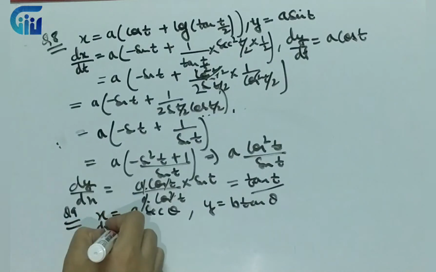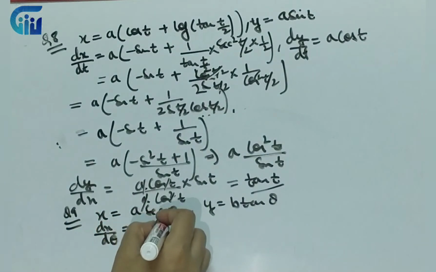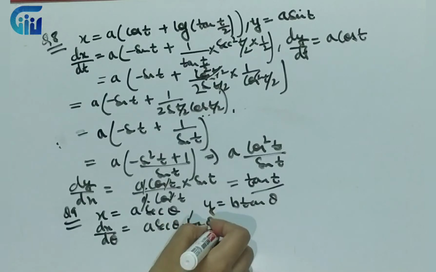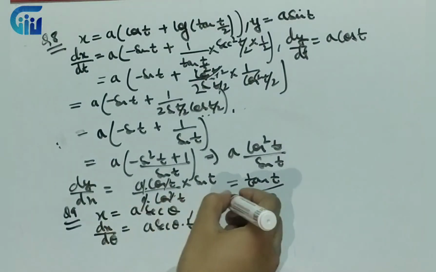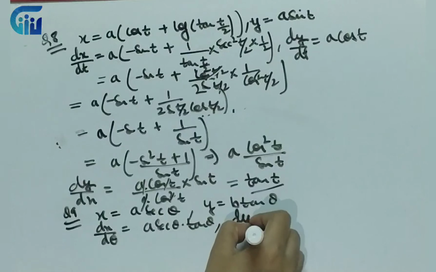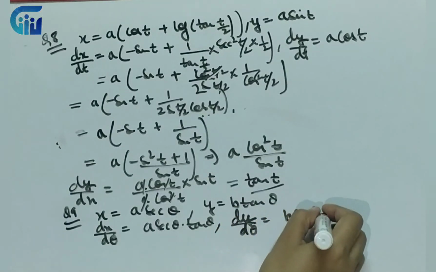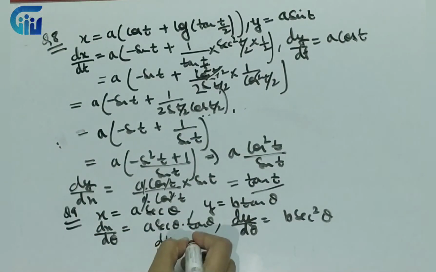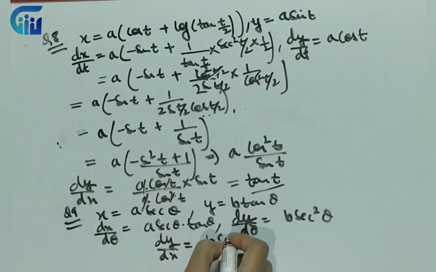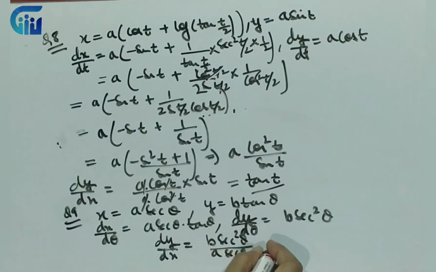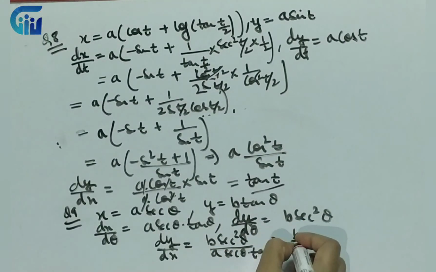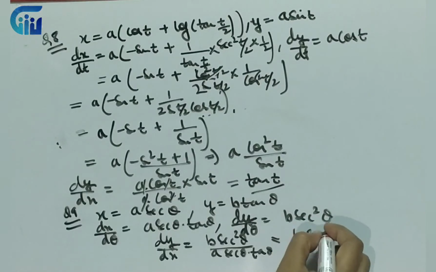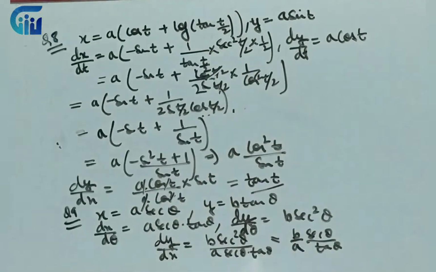So dx by d theta is a secant theta tan theta. The derivative for theta is 1, d theta by d theta. Similarly, dy by d theta is b secant square theta, again d theta by d theta. So if I divide and find dy by dx, what will I get? Dy by dx will be b secant square theta upon a secant theta tan theta. So it will be b by a secant theta upon tan theta, which we can change to sine and cos.